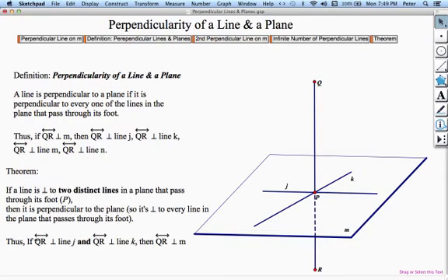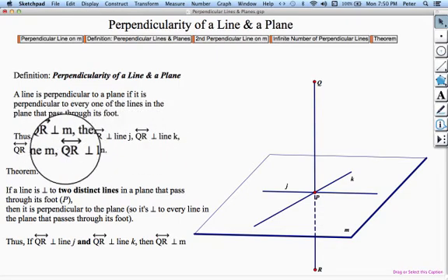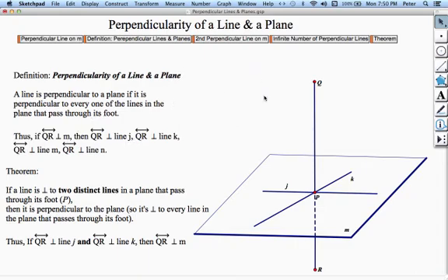In other words, if QR is perpendicular to J and QR is perpendicular to K, then it is perpendicular to the entire plane. So, if you can prove that a line is perpendicular to two lines in the plane passing through its foot, then it is perpendicular to every line in the plane that passes through its foot. So you get two, and you get all of them.